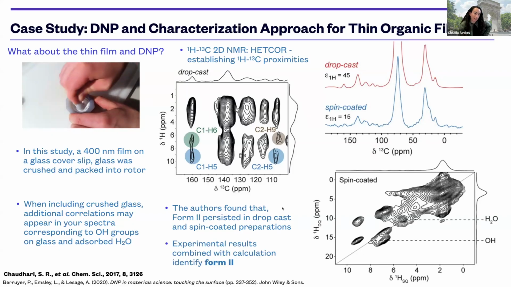Ultimately, they found that you can then identify this form 2 as what the thin film, the drop cast, and the spin coated in bulk all seem to be in.